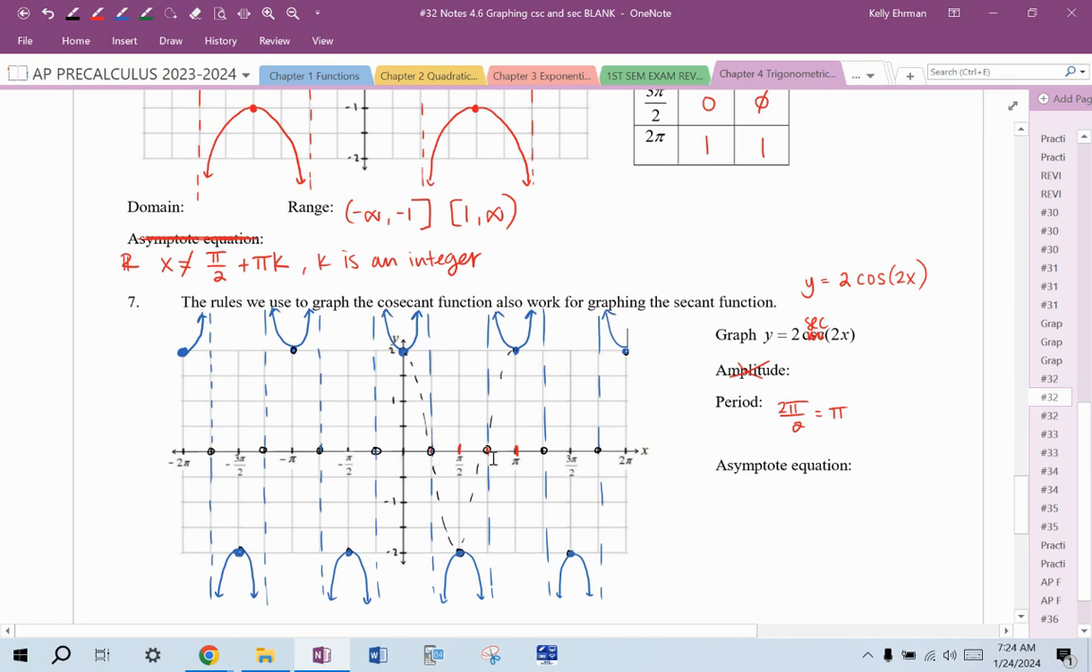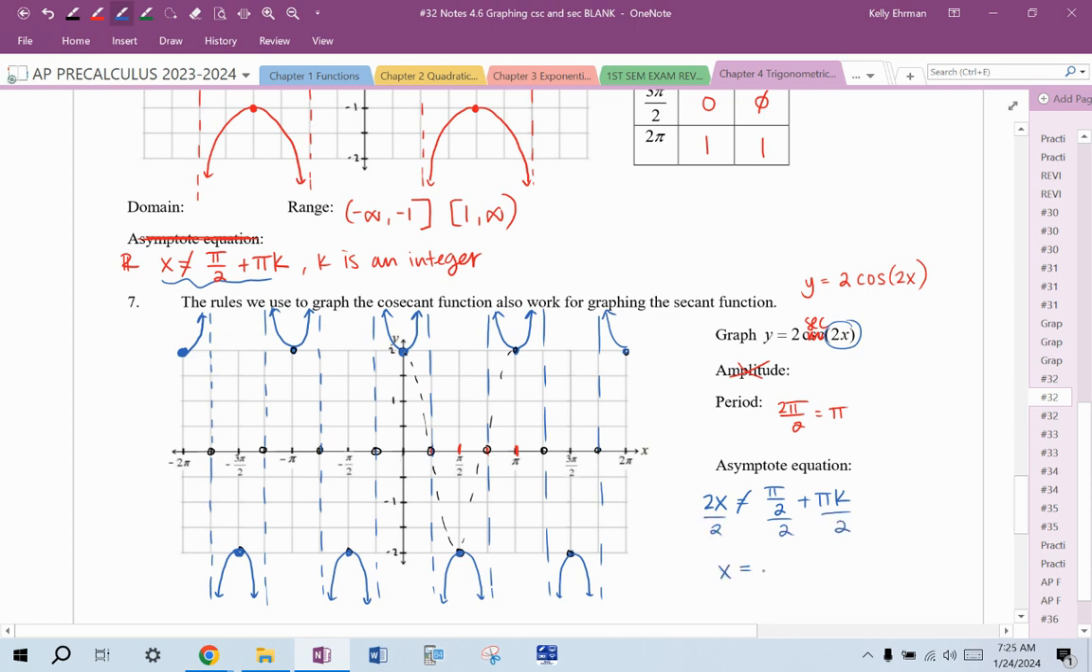You can look at this and try to get the pattern. I see that it's at pi over 4, 3 pi over 4, 5 pi over 4. Or we could solve an equation. The original asymptote equation, x is not equal to pi over 2 plus pi k. We have a 2x, so we set 2x not equal to pi over 2 plus pi k. Solve for x. When you divide everything by 2, you divide every term by 2.